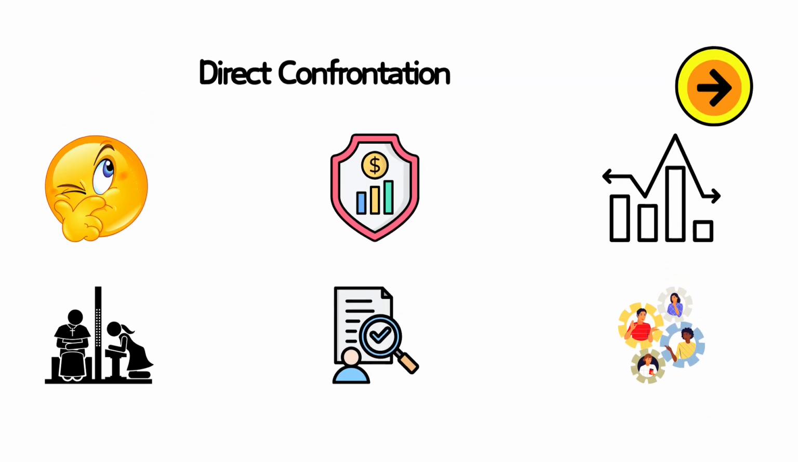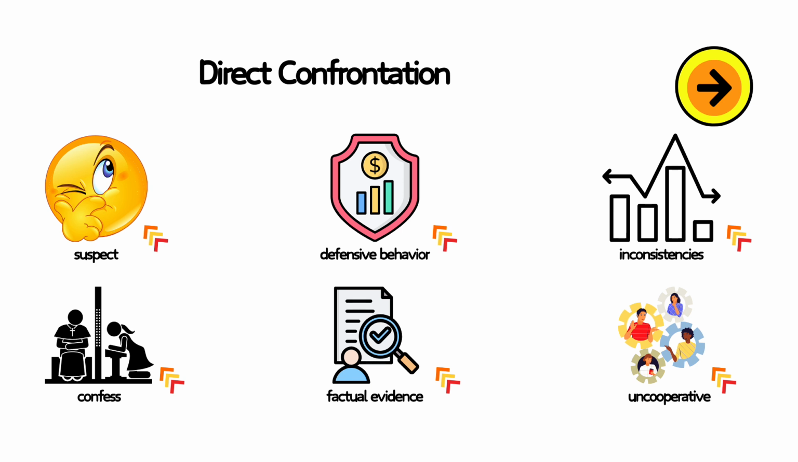For example, if a suspect is believed to have committed a theft, the interrogator might start by saying, "We have evidence that you were at the scene of the crime when the theft occurred." This direct approach forces the suspect to respond, often leading to defensive behavior, denial, or unexpected admissions.